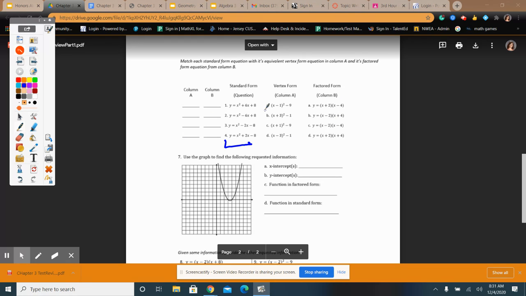You could do this a lot of different ways. You could factor, or you could expand this and then go that way if you want. So we'll do one of each. If I expand this, I get x squared minus 2x minus 8. X squared minus 2x minus 8 is right here, so that is A. Oh, that's the B one, just kidding.